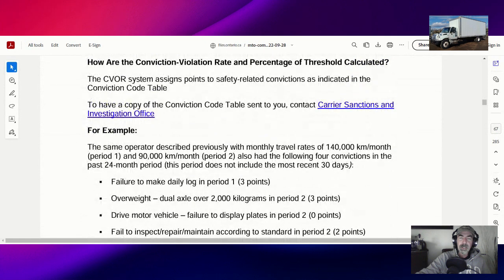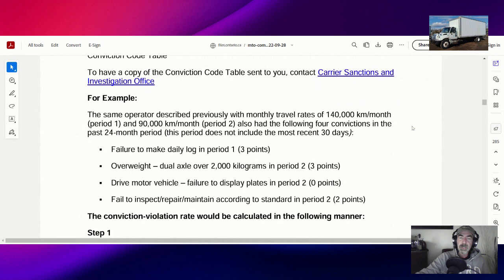How are conviction violation rate and percentage of threshold calculated? The CVOR system assigns points to safety related convictions as indicated in the conviction code table. To have a copy of the conviction code table sent to you, contact Carrier Sanctions and Investigation Office. For example, the same operator described previously with monthly travel rates of 140,000 kilometers per month in period 1 and 90,000 kilometers per month in period 2 also had the following 4 convictions in the past 24-month period. This does not include the most recent 30 days.